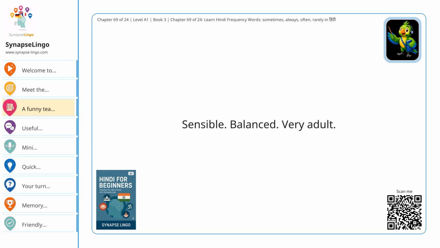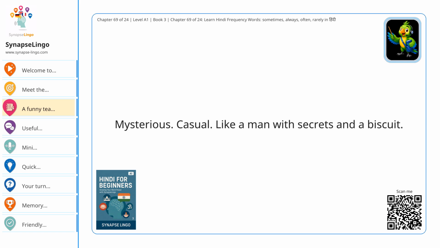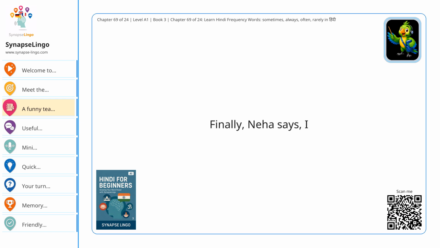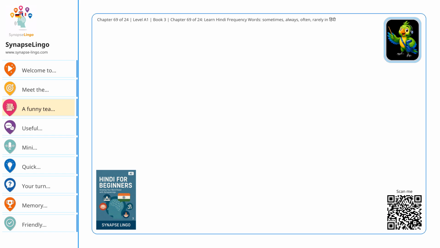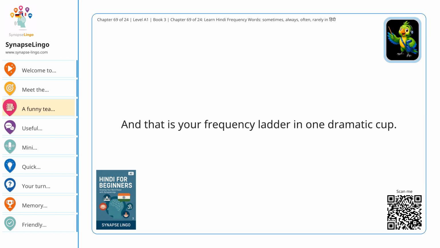Sensible, balanced, very adult. Then Arjun whispers, I कभी कभी drink tea in the evening. Mysterious, casual, like a man with secrets and a biscuit. Finally, Neha says, I शायद ही कभी drink tea. The entire tea shop gasps as if she confessed to living on moonlight and optimism. And that is your frequency ladder in one dramatic cup.